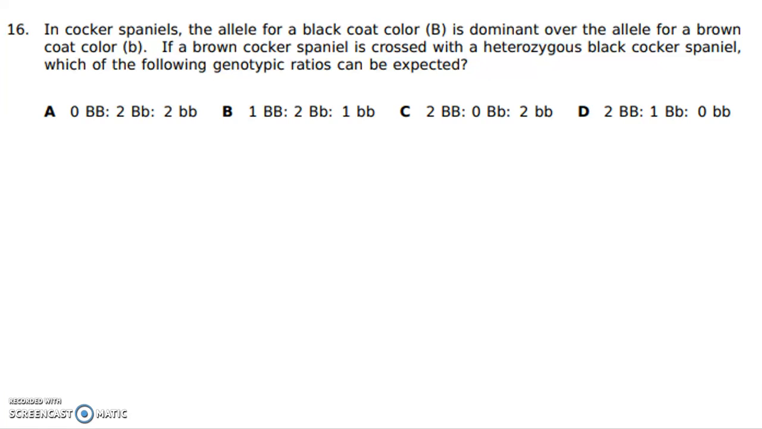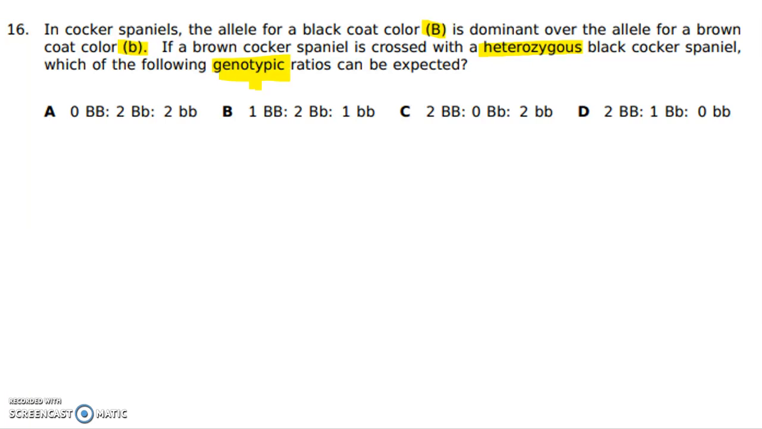Hey, we're on problem 16. I'll just read first. In Cocker Spaniels, the allele for a black coat color, capital B here, is dominant over the allele for a brown coat color, this lowercase recessive allele here. If a brown Cocker Spaniel is crossed with a heterozygous black Cocker Spaniel, which of the following genotypic ratios can be expected? So we're looking for a genotype and not a phenotype.